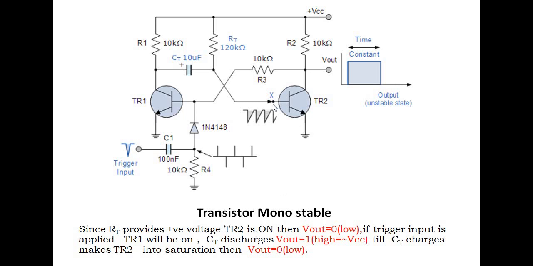So that's why it is written: since RT provides positive voltage, TR2 is on, then Vout is low initially. Vout is low. If the triggering input is applied, TR1 will be on. CT discharges, Vout is 1. If CT discharges, TR1 is on and this is off. That's why output is high. Till what amount of time? The high state is not permanent. It depends upon the RC time constant. That's what I said, right? So till CT charges and makes TR2 go into saturation, then output is 0.